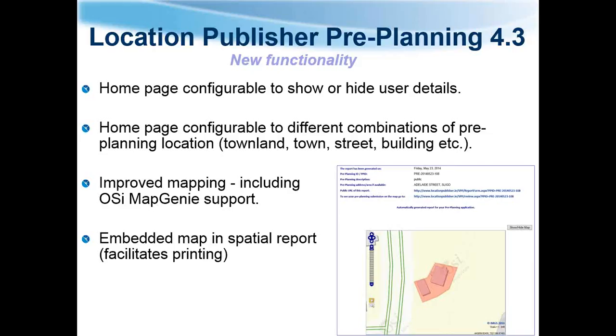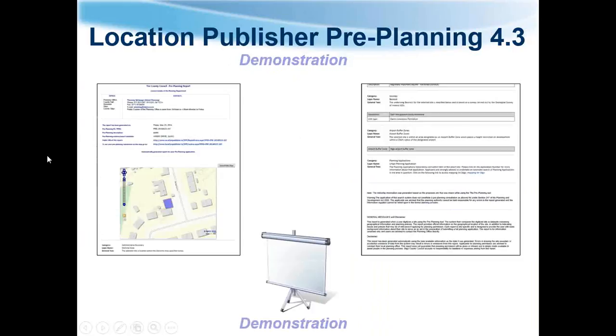Since Location Publisher 4.0 came out, we now support all the major web mapping services, including Ordnance Survey Map Genie, and that is what the pre-planning system now works on. But it also supports Google Maps, Bing Maps, and OpenStreetMap. And finally, we've added the ability to embed the map within the spatial report. And again, that supports the printing, because when the citizen prints off the report, they also get the map and the boundary of where they captured the pre-planning request in the report.